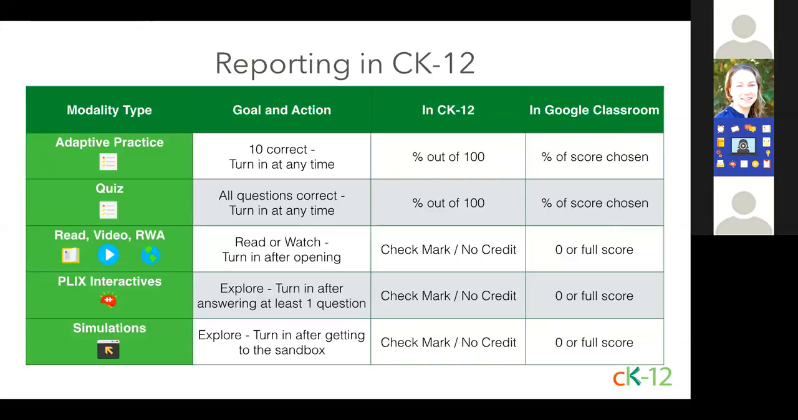So all of those other types are full credit or no credit. So within CK-12, you would get a check mark or no credit yet. And then within Google Classroom, you get 0 or a full score based on how you're working on there. So now that you have a basic idea of the different types of modalities and how students would see them or their reports within Google Classroom, I'm going to turn this over to Felix, who's going to demo a couple of pieces of Google Classroom and then demo live for us so we can see what that looks like.